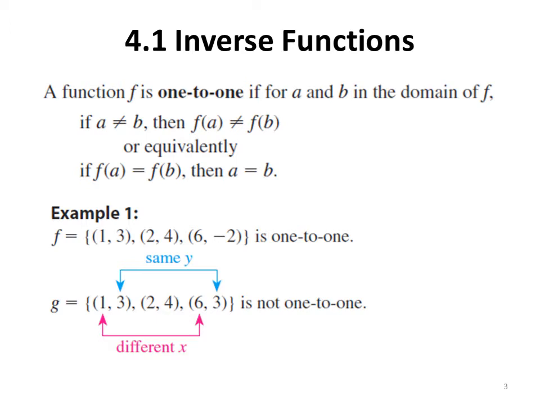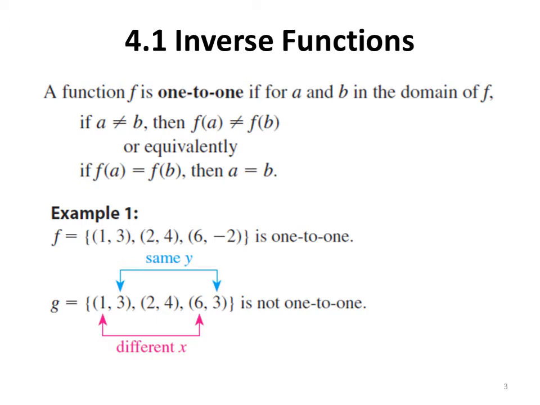For functions defined as ordered pairs, what you want to do is look at the ordered pairs. You cannot have two ordered pairs that have the same second element but different first element, because that means you have two different elements in the domain mapped to the same element in the codomain.